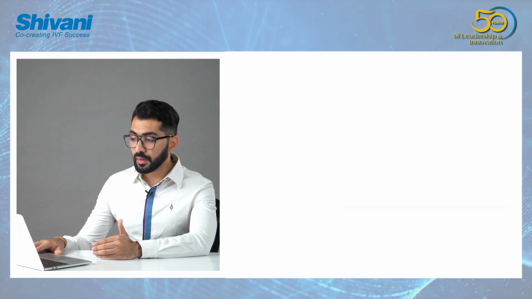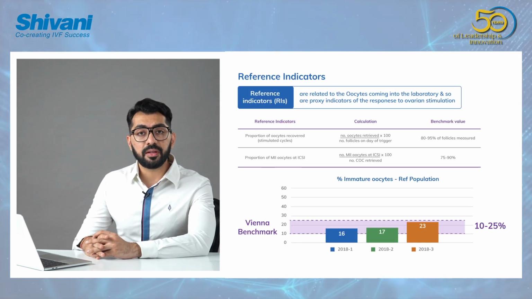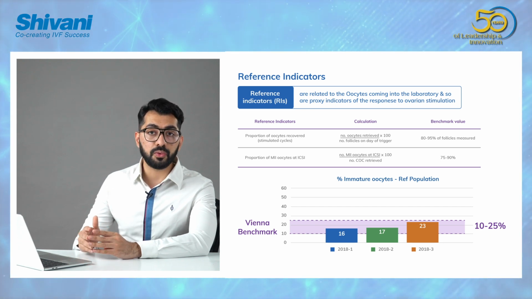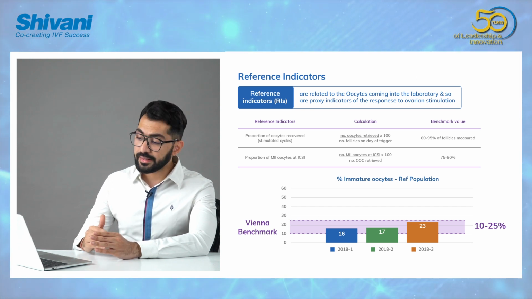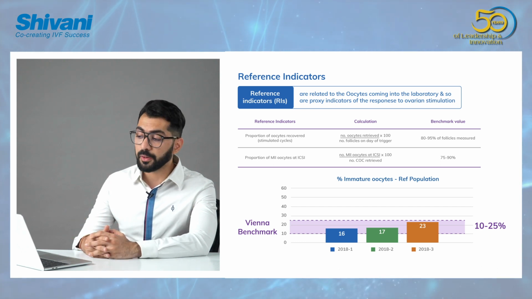That's something that each and every lab director should ensure their lab is following. Coming to the reference indicators, like I mentioned, there are 2. The first is the proportion of oocytes that are recovered, and the second is the proportion of M2 oocytes that we get in the laboratory.